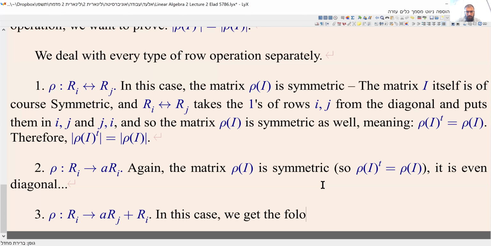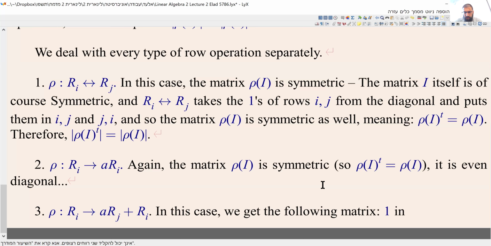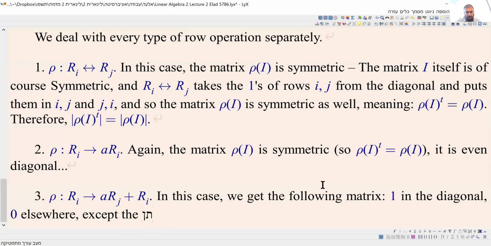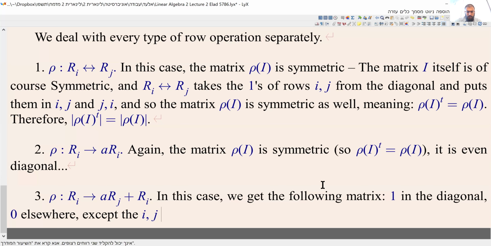In this case, we get the following matrix. 1 on the diagonal, 0 elsewhere, except the i, j entry, the i, j place, which is A.